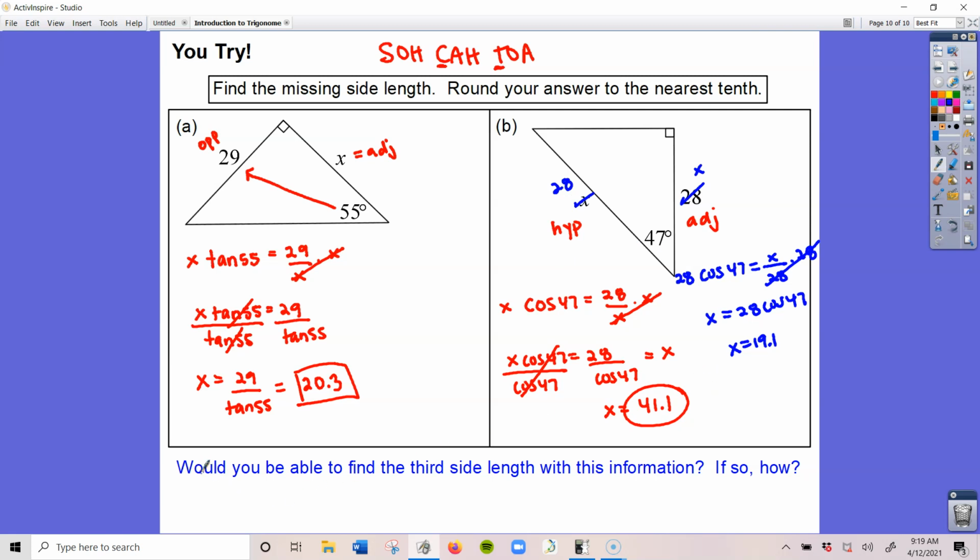Now for this final question, would you be able to find the third side length with this information? And if so, how? And the answer to that is yes. As long as you have two sides, you would be able to use the Pythagorean theorem. And then you can find that third and final side. And that's our intro to trigonometry.